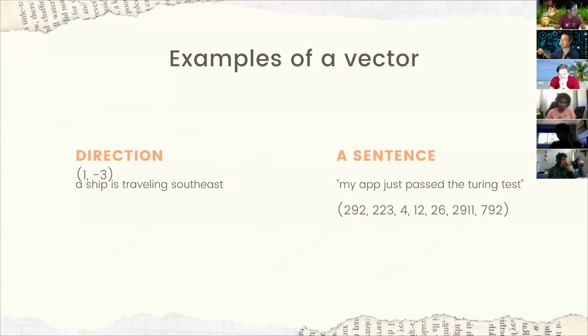So for example, a vector 1, -3 gives a direction: a ship is traveling southwest. Well, here we go. Now we have something that relates to machine learning, or natural language processing.